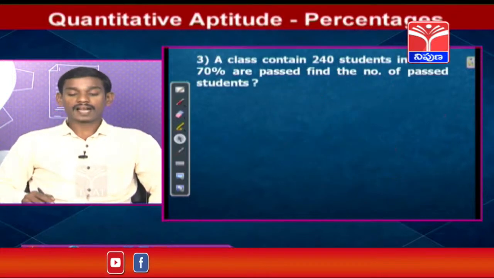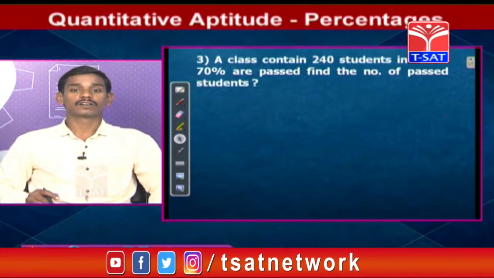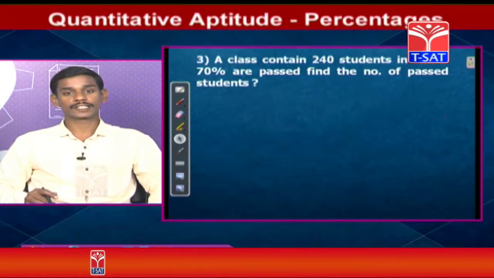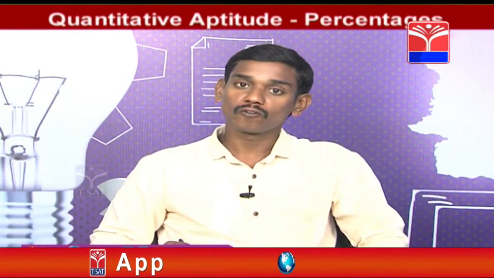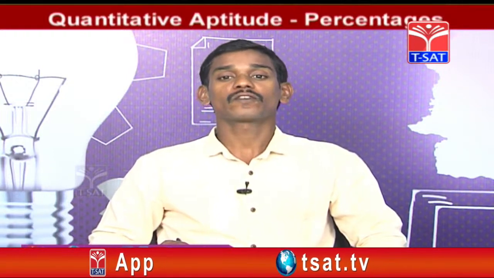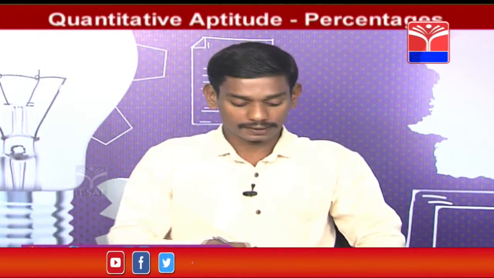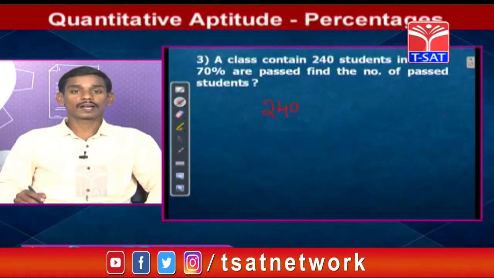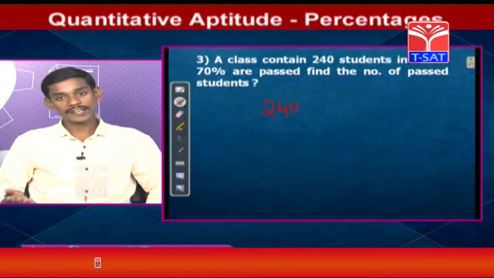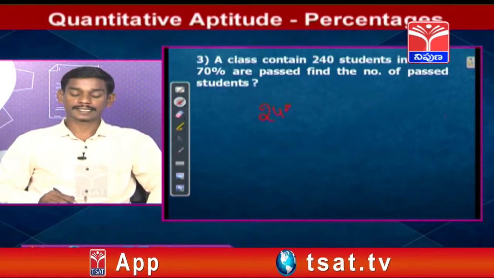35. A class contains 240 students in which 70 percentage are passed. Find the number of passed students. Once again, please listen to the question. A class contains 240 students in which 70 percentage are passed. Find the number of passed students. So a class contains overall 240 students. In that 240 students, who is there? Boys and girls there. So in that students 70 percentage are passed.